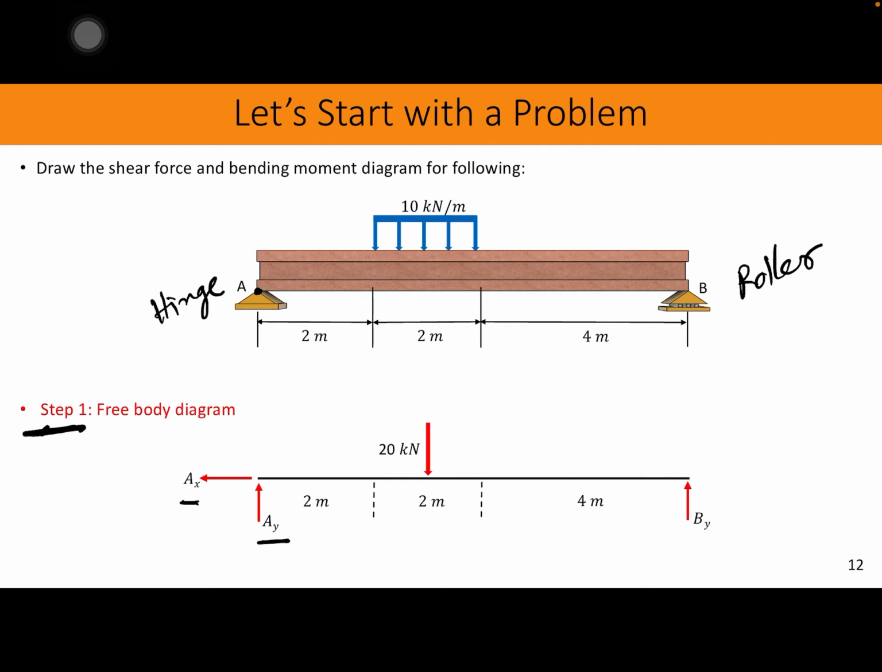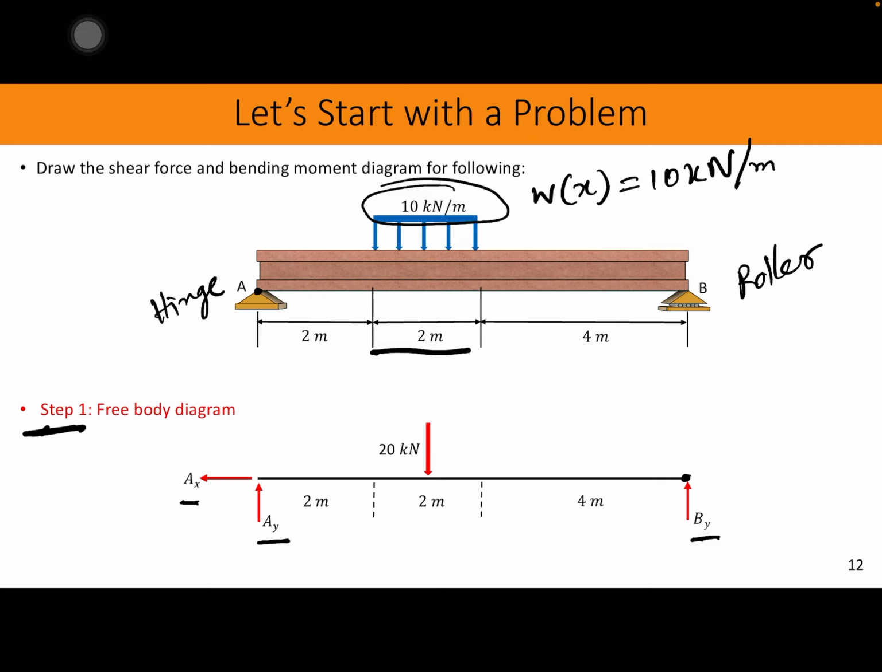These are two reaction forces. Then at point B we have a roller support. For a roller support, we just learned that there is only one single reaction, which is the vertical reaction BY. Now, we have to get the equivalent force due to that constant distributed load. We have the distributed load, W of x, equals 10 kilonewton per meter.